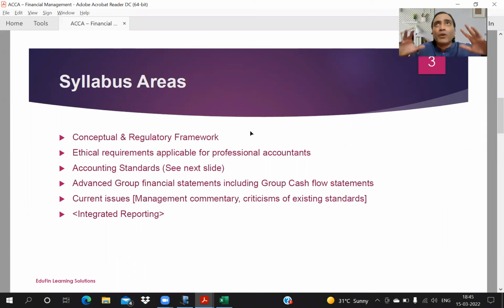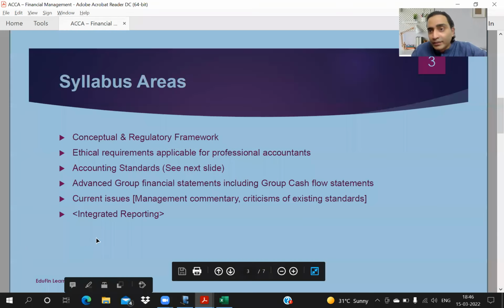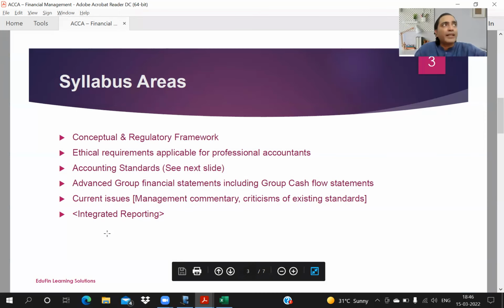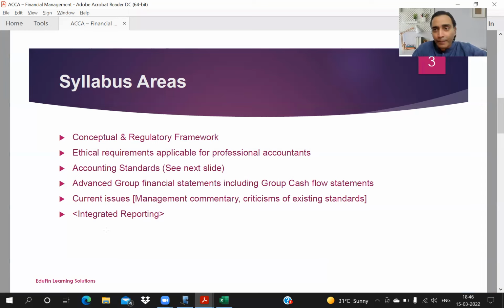Let us all assume that we are all lay people. Of course, we have some background in accounting, but I don't want very fancy answers. I want simple, straightforward, whatever you can share. Why do you think we need IFRS, International Financial Reporting Standards? So why do we need to learn this?